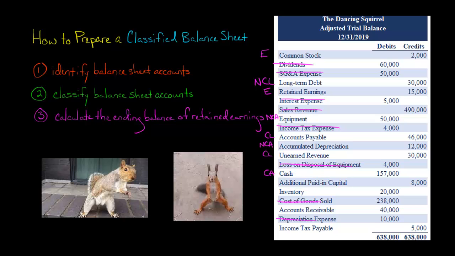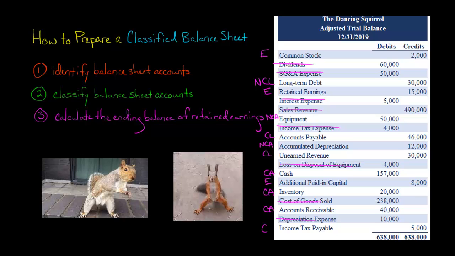Additional paid-in capital, that's an equity account. So I'm going to put an E. Inventory is a current asset. Accounts receivable is a current asset. And income tax payable is a current liability. So now we've classified all our balance sheet accounts, and we're actually ready to make our classified balance sheet. There's just one more thing that we're going to need to do.